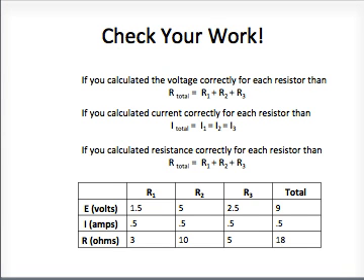Our table is now complete. Always double check your work. If you calculated voltage and resistance correctly, the total voltage for the circuit should equal the sum of all 3 resistors. Likewise, the total resistance of the circuit should equal the sum of the resistance of all 3 resistors. In a series circuit, the total current and the current across each resistor is the same.